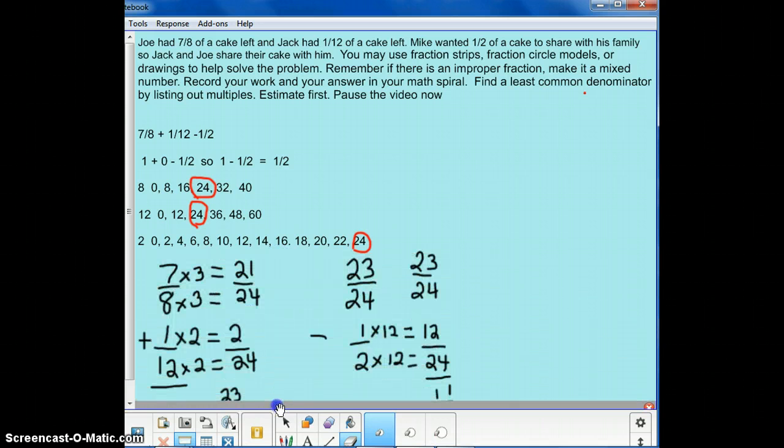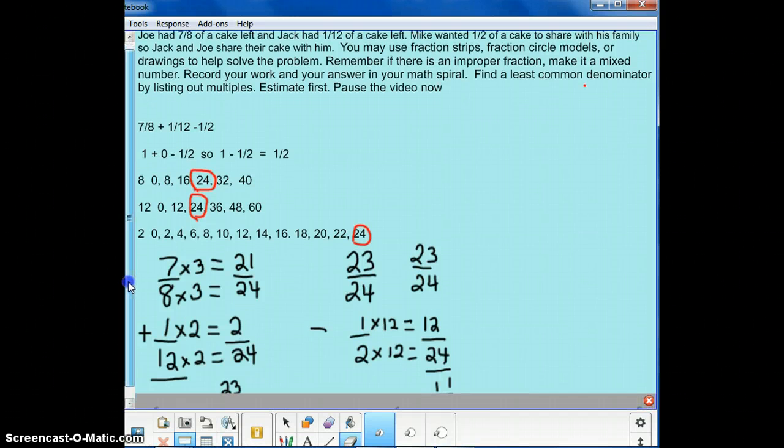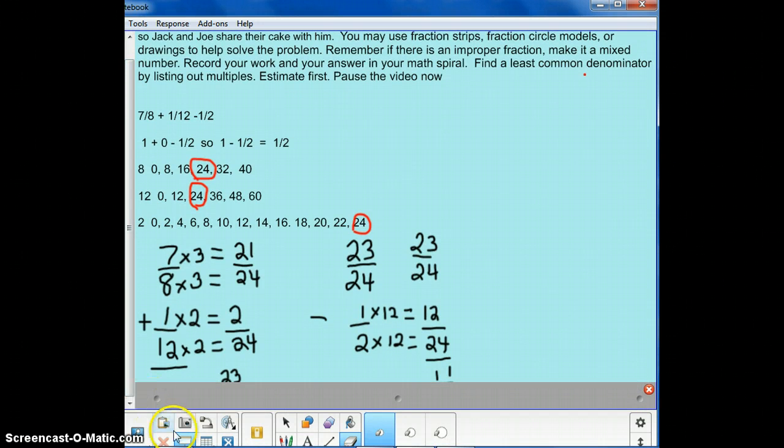So I put it in my problem, and I put it right across from the 8. Okay, I put 7/8 and 1/12 down. Then I say 8 times what gives me 24? The answer is 3. So I multiply my denominator and numerator by 3. Then 12 times what gives me 24? The answer is 2. So I multiply my denominator and numerator by 2.